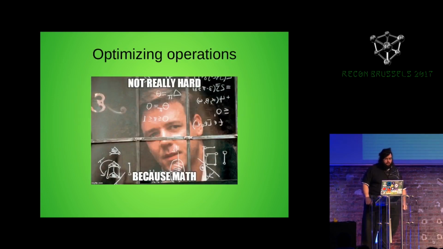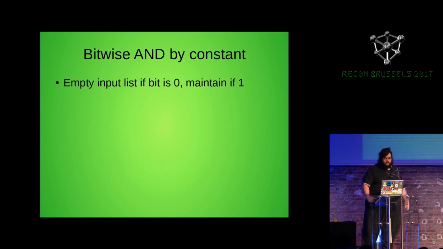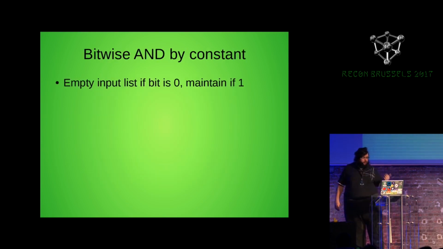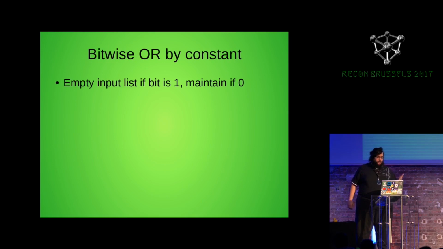So let's see if we can optimize everything. I mean, this so far is a bit confusing, but now it's hopefully going to be easier. So if we do a bitwise AND by a constant, it's really simple. We clear all input lists where the bit is 0, because we know that this bit is going to be 0 always. With a bitwise OR it's still the same. We will clear the bits where the bits are 1.